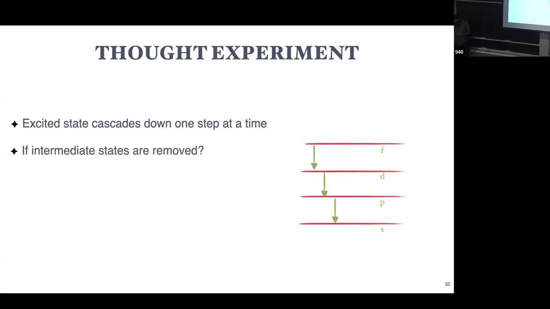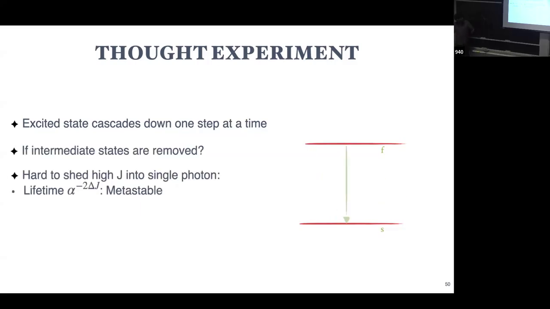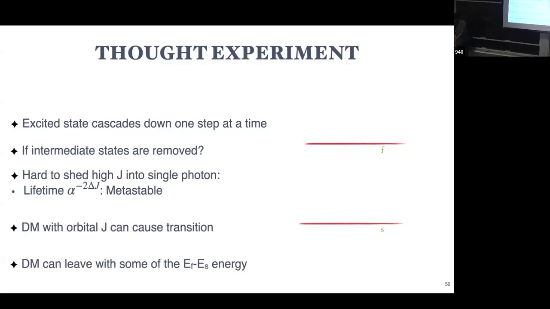Again, it's called forbidden in quantum mechanics, but nothing is truly forbidden. It just happens much smaller. And there's one thing that's truly forbidden. We can talk about that later. Okay. Now, dark matter with orbital momentum J can come in, and it can cause this transition.